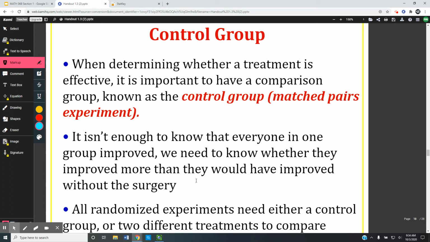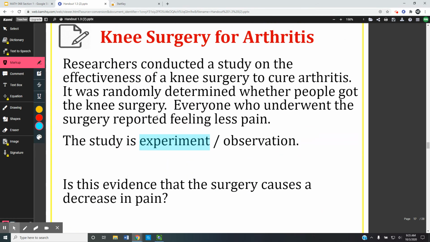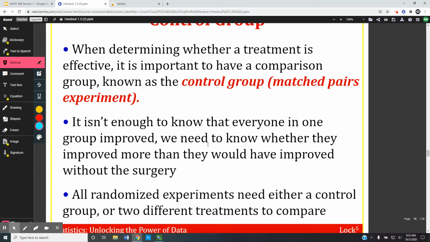It isn't enough to know that everyone in the group improved. We need to know whether they improved more than they would have improved without the surgery. So we need to have a group of people who think they got the surgery but actually didn't get the surgery. All randomized experiments need either a control group or two different treatments to compare. In ours up here, we had a treatment to compare.